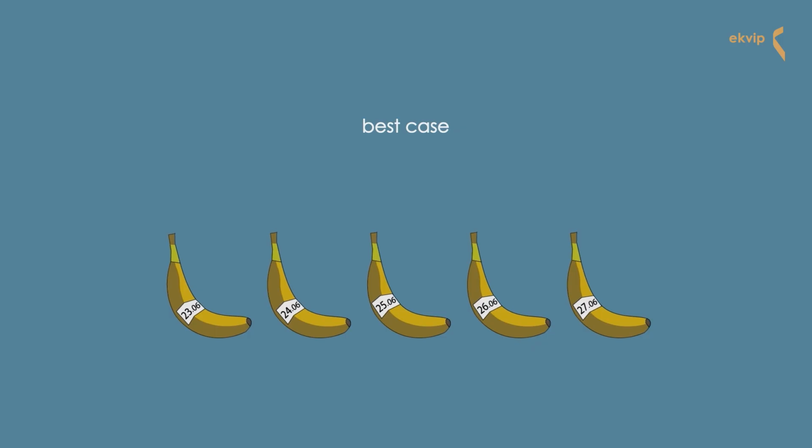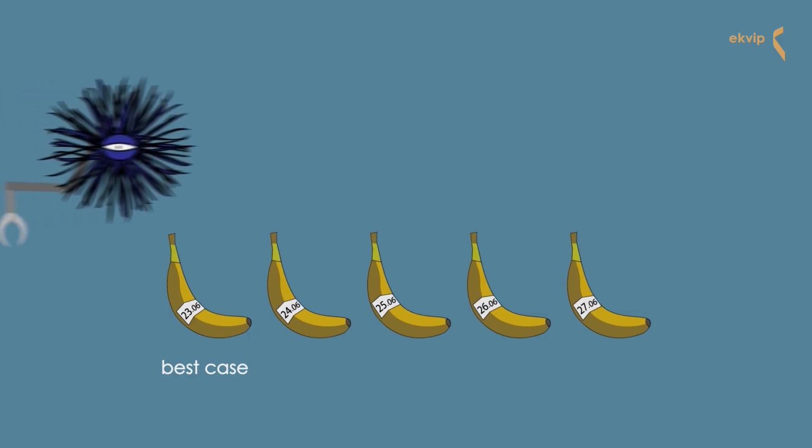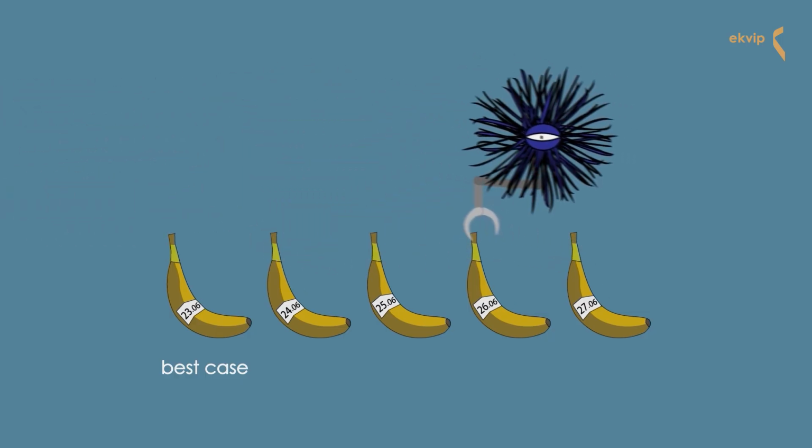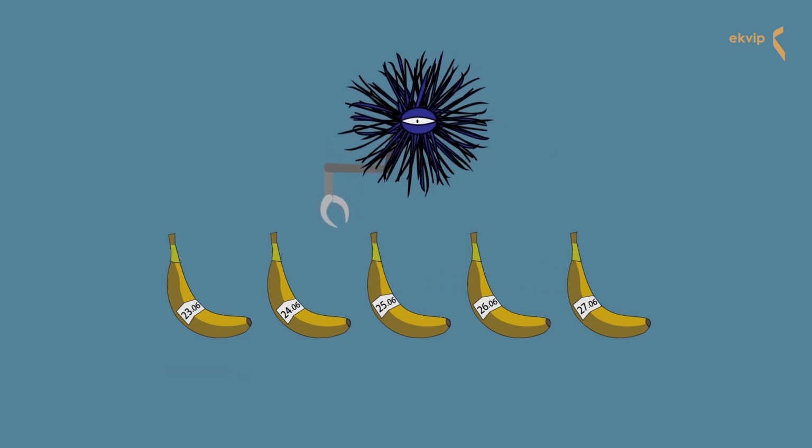Imagine your bananas are already sorted by their best before date. 23rd, 24th, 25th, 26th, and 27th. The SortoSceneBot 3000 just scans them once and says, "All good." No swaps. No stress.